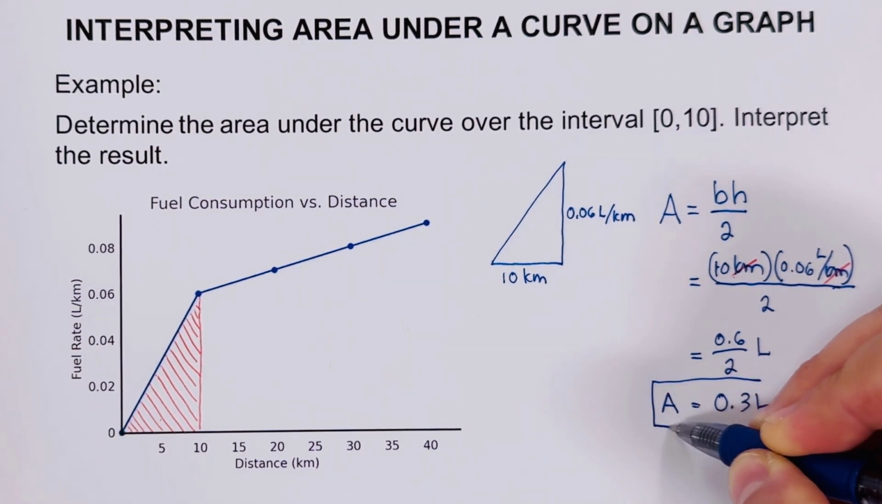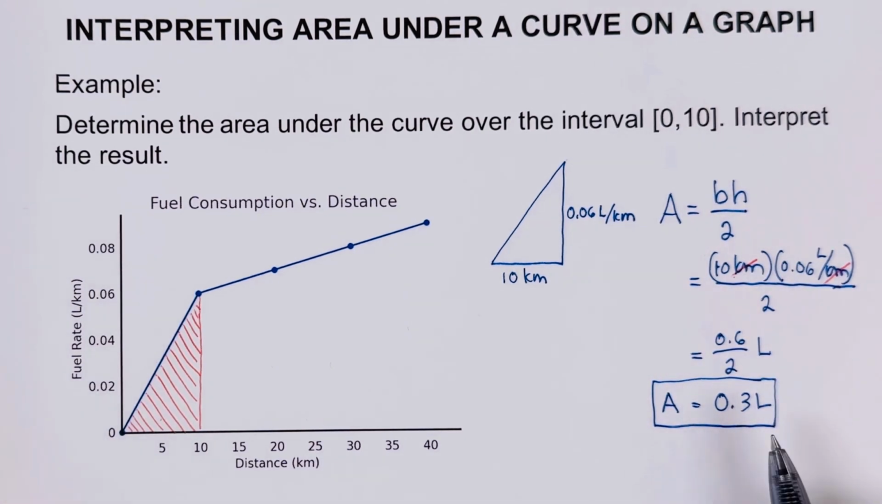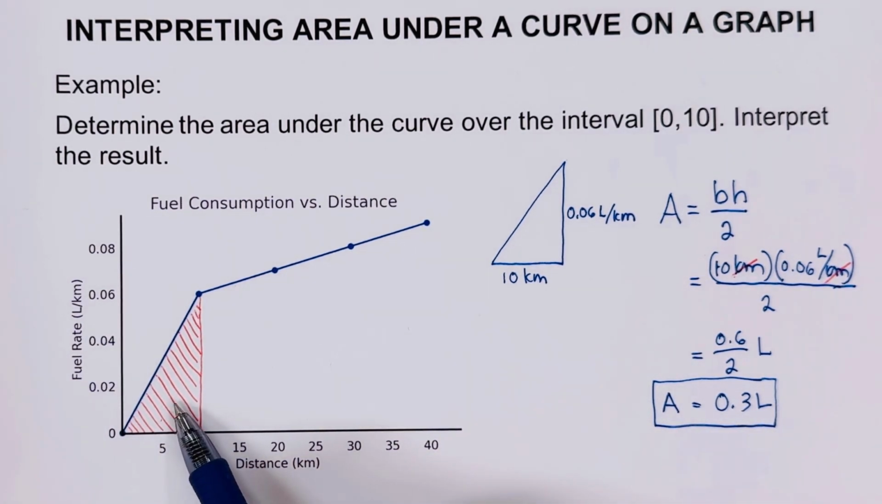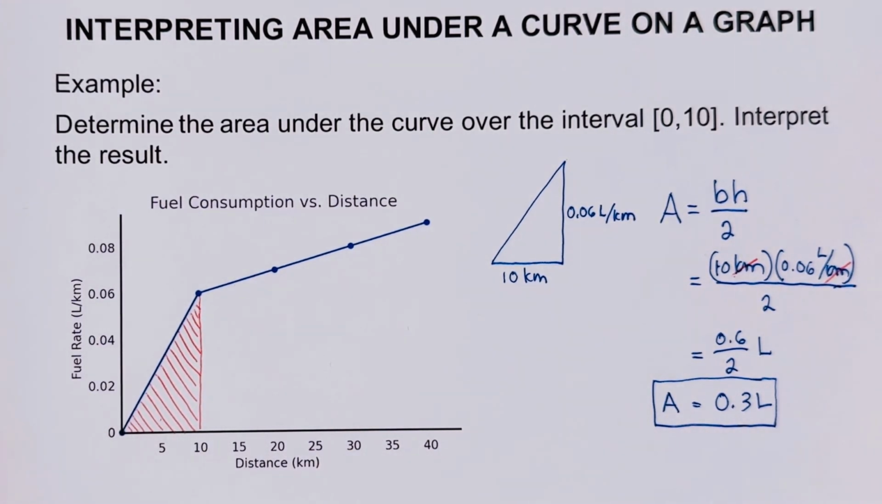And we are asked to interpret this result right here. So this 0.3 liters is the total amount of fuel that was consumed when this particle travels from 0 kilometers to 10 kilometers. I'm just going to go ahead and write that up here.